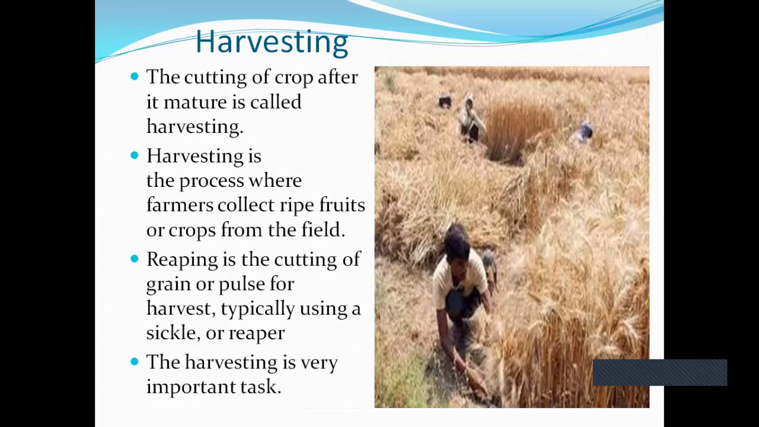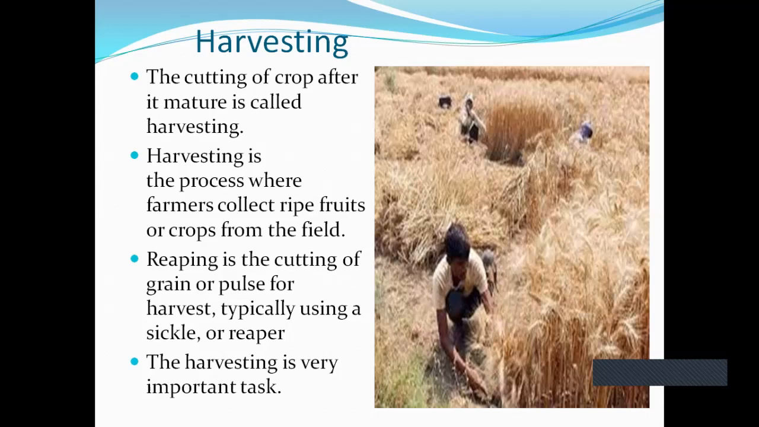Now let's go to the next step that the farmer has to carry out. Now the farmer is very happy because it's harvesting time. He has done all his job and now the crop is ready. So the cutting of the crop after it matures is called harvesting. Harvesting is a process when the farmer collects the ripe fruit or crop from the field.